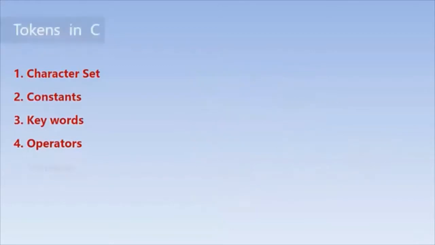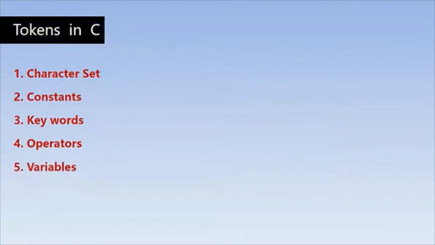And the last part of the tokens is variables. You might have heard the word variable, right? Variable means something which varies its value. Take a look at this statement in C language: int a comma b ended by a semicolon. So this is a statement in C. Here a and b are variables. That means you can store any integer value in a and b. That is what int means.